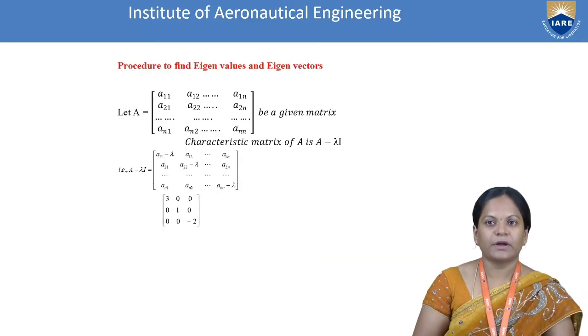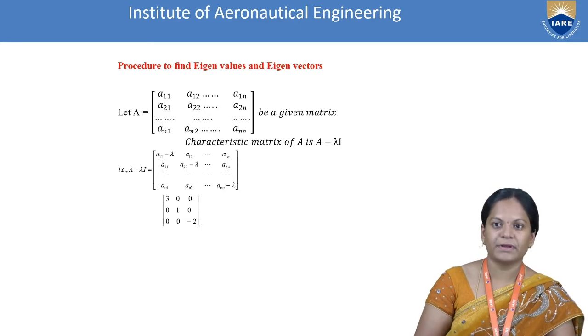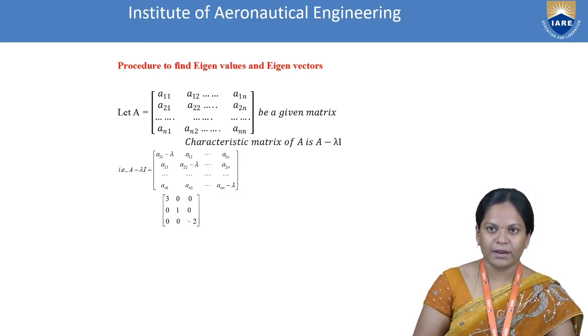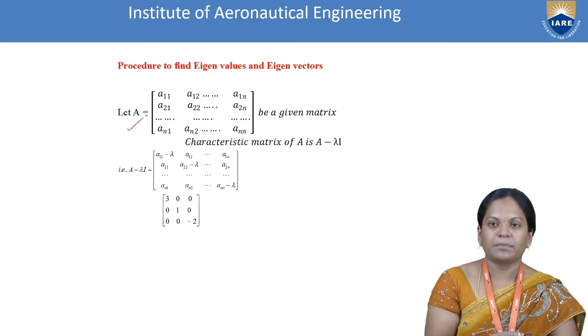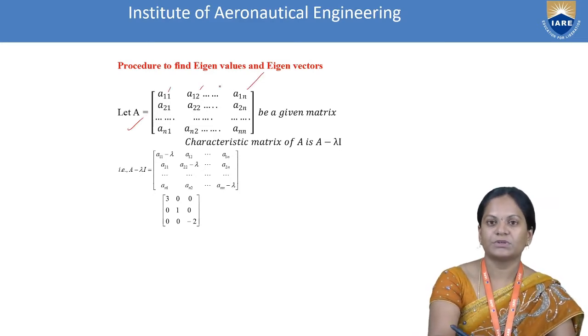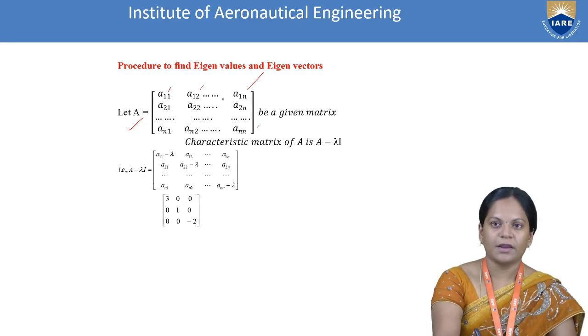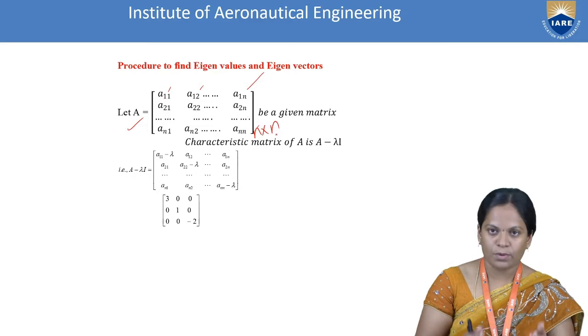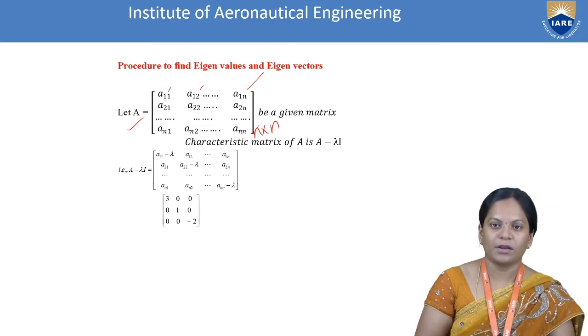Now the procedure to find eigenvalues and eigenvectors. Suppose capital A is a general n by n matrix, with entries A11, A12 and so on, A1n. How many rows and columns are there? n rows and n columns. The order is n by n, which is a square matrix.